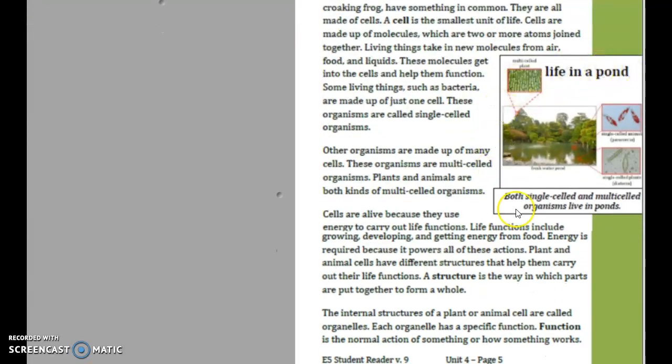Don't forget, make sure you always read these little graphics too, because they might give you information that you need. Cells are alive because they use energy to carry out life functions. Life functions include growing, developing, and getting energy from food. Energy is required because it powers all these actions. Plant and animal cells have different structures that help them carry out their life functions. A structure is the way in which parts are put together to form a whole.